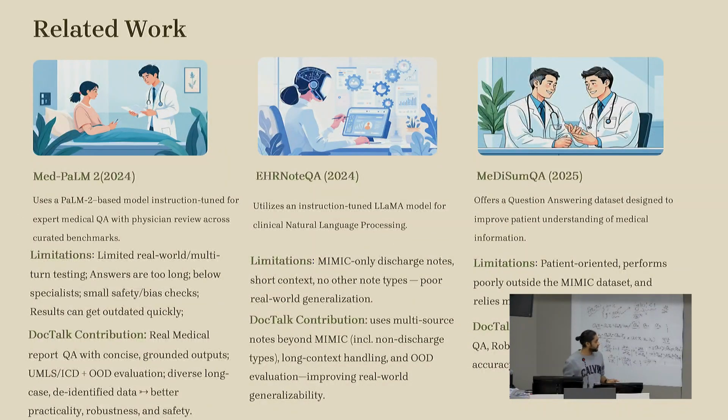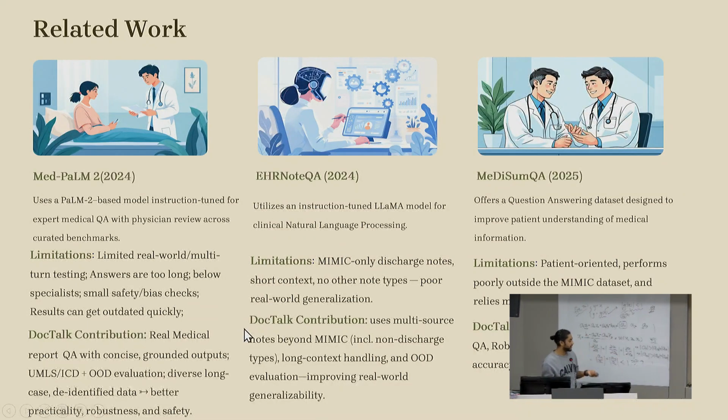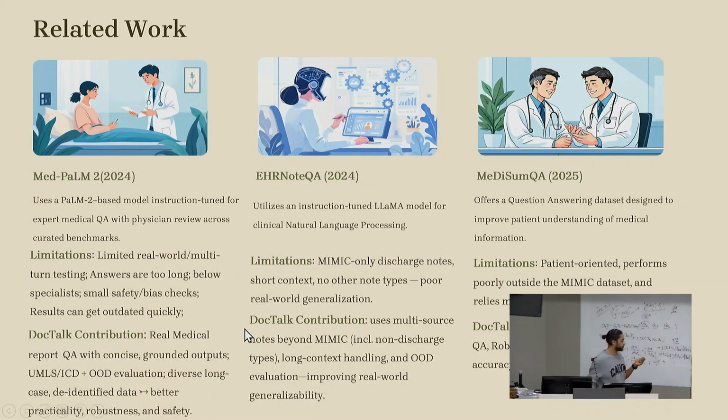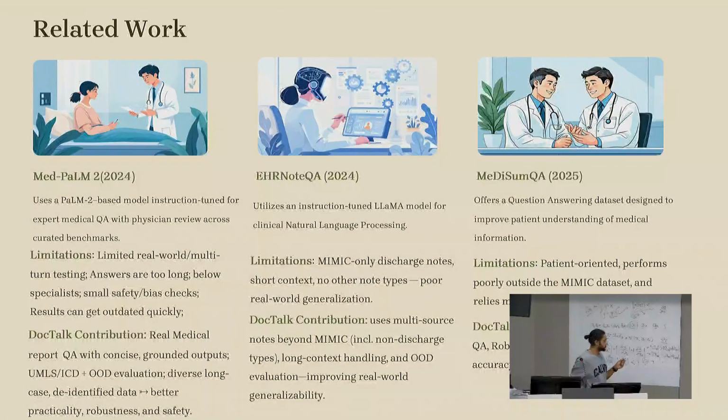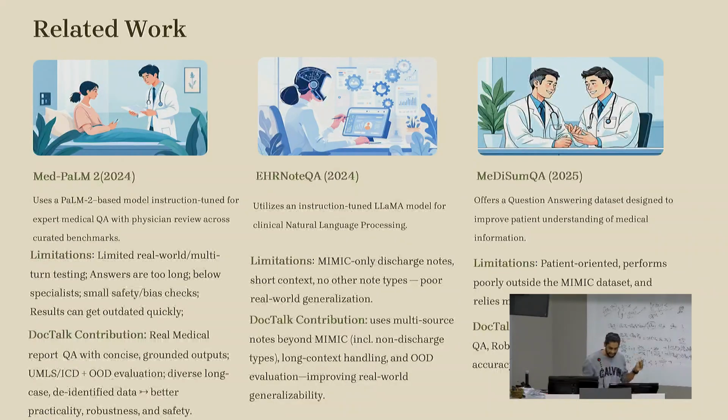So this is the related work and how I overcome those issues. The first model gives very long answers, which is not good for real purposes. But in my case, I use real medical reports from MIMIC, and I use ground truth output with UMLS and CDI codes for better evaluation.